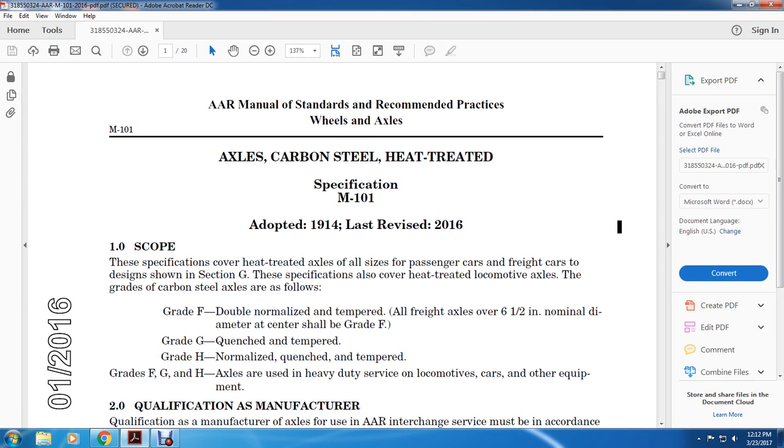The grades of carbon steel axles are as follows. Grade F, double normalized and tempered. All freight axles at 6.5 inch nominal diameter at the center shall be grade F. Grade G, quenched and tempered. Grade H, normalized, quenched and tempered. Grades F, G, and H axles are used in heavy duty service in locomotives, cars and other equipment.